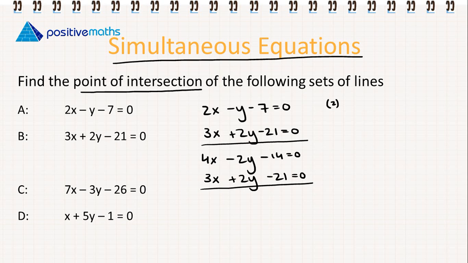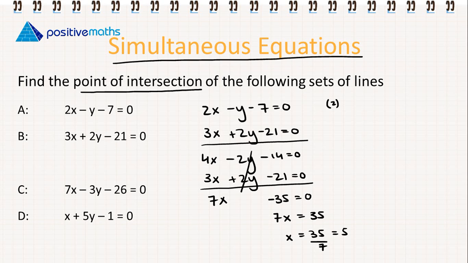Now I add the two lines together. So 4x plus 3x gives me 7x. Minus 2y plus 2y just gives me 0, so that's what I wanted. And minus 14 minus 21 gives me minus 35. So now I have 7x equals 35. So x is equal to 35 divided by 7, which is equal to 5.